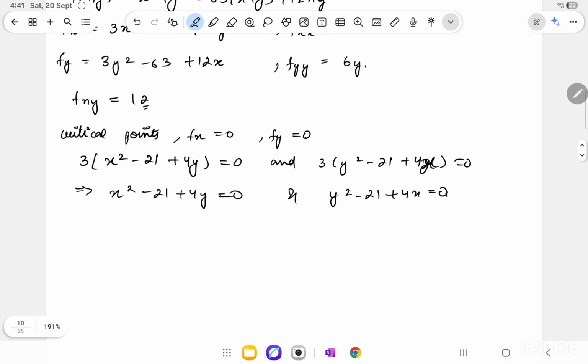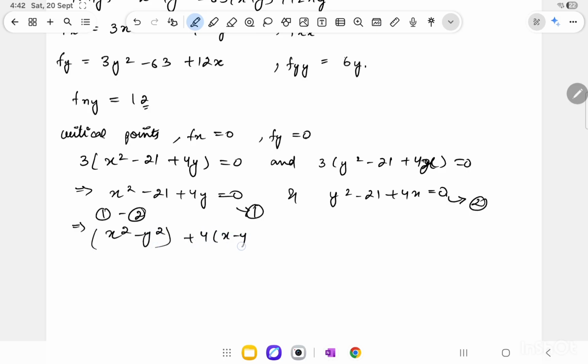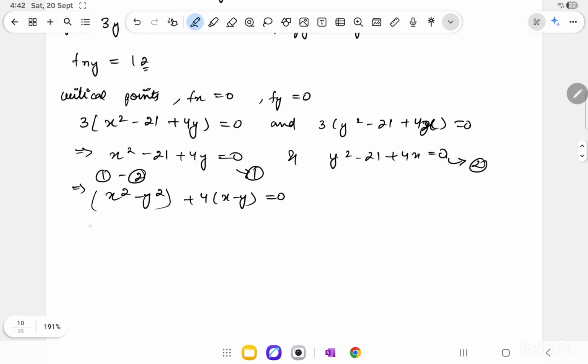Let's name these as 1 and 2. So if I subtract 2 from 1, I'll be getting x square minus y square plus 4 of (x minus y) equals 0. So that basically gives me (x minus y) into (x plus y minus 4) into, here it will be 4 of (y minus x).